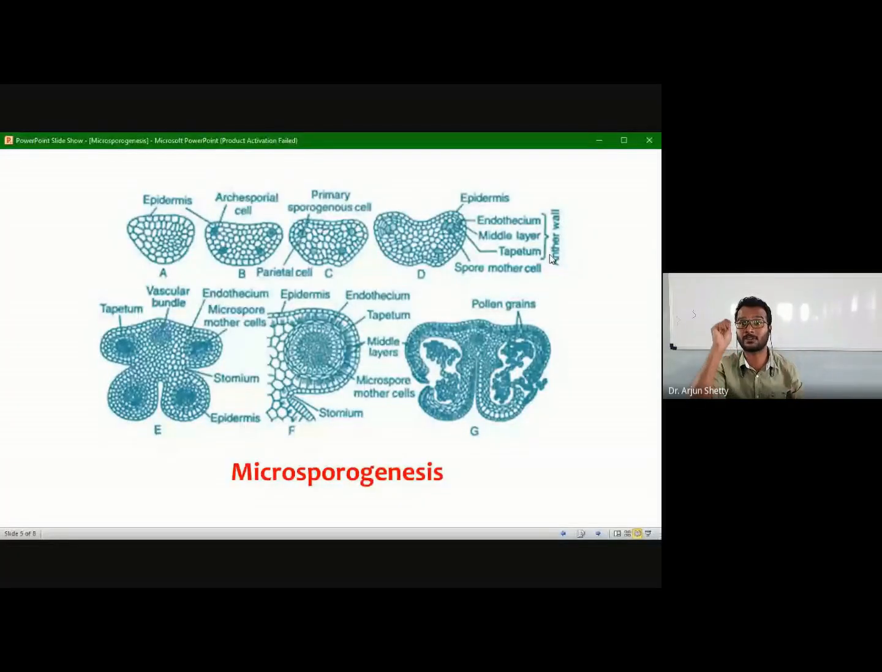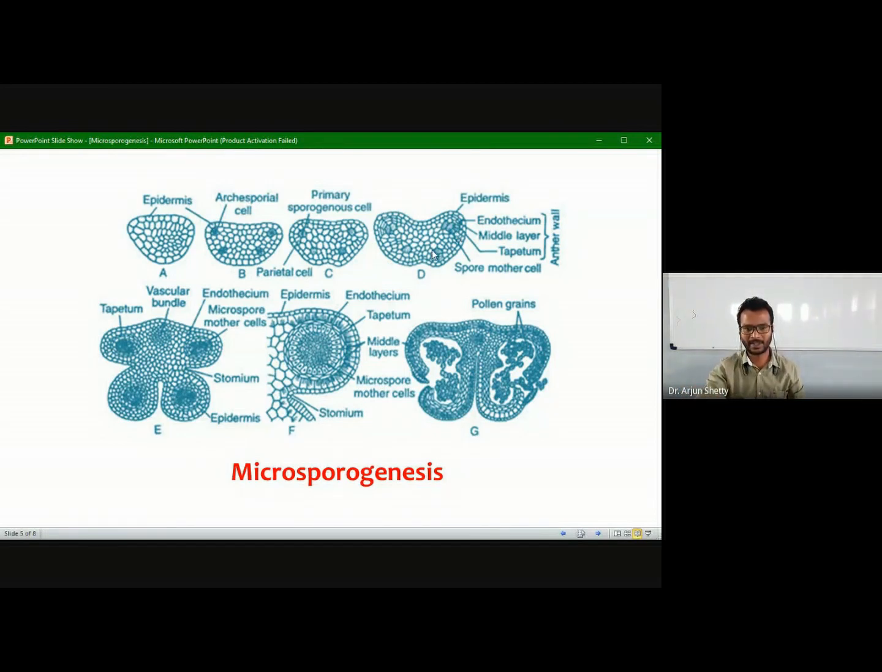Finally, when the parietal cells start dividing, we see the formation of the endothecium and the middle layer, as well as the tapetum. These three, endothecium, middle layer, and tapetum, together are called the anther wall. The epidermis is the protective outermost wall of the anther, and the anther wall directly protects the internal sporogenous cells.